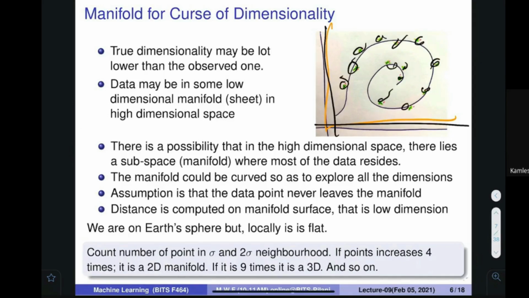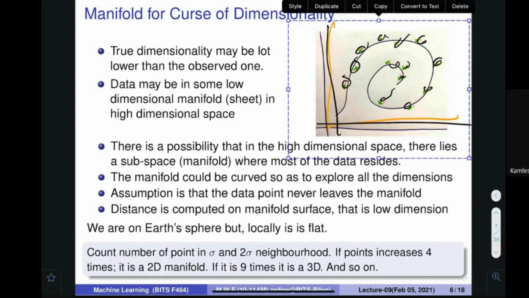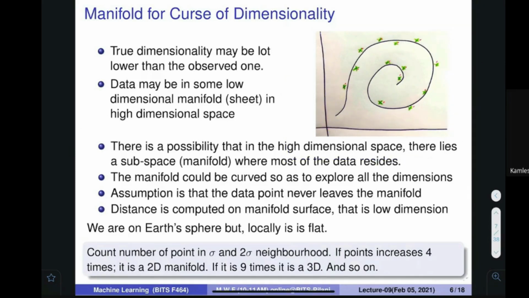But somehow, I don't know how, if you can find out that there is some curve going from here to here and the points are on this curve only, that there is a manifold or sheet in your dimension and the points are over there, then you can further simplify. You can tell that this item is at this particular distance, then you can measure the distance in this particular direction, and then you can reduce the dimensionality.